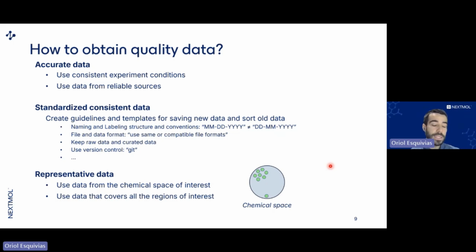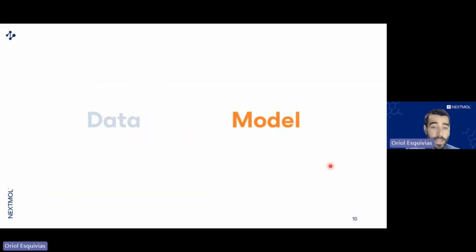And the last point is to use data that covers the region that you're trying to understand, to explore. So do not use points that are really outside of your chemical space, because it won't add information to the model, or just use data points from just one region. Try to cover all the space. Okay, now we know what to do with our data. Now let's go to the model.